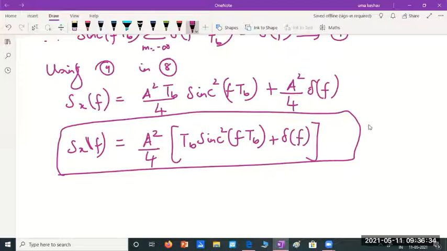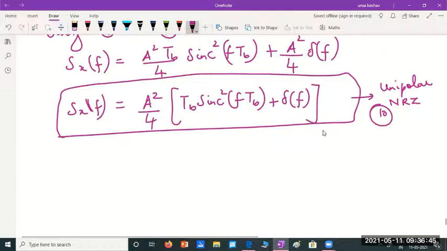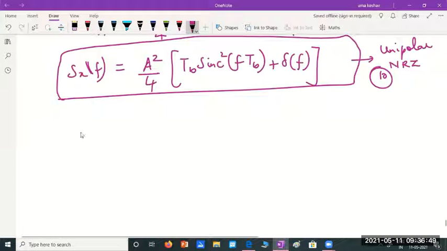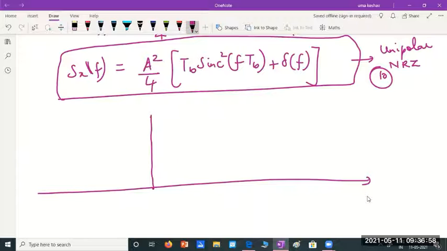Okay. For unipolar NRZ, this is equation 10, so this will be the final equation. Let us try to plot this. We have to plot the power spectral density curve in the end. So as usual, I'll take f T_B. First thing is I have to plot sinc square f T_B.